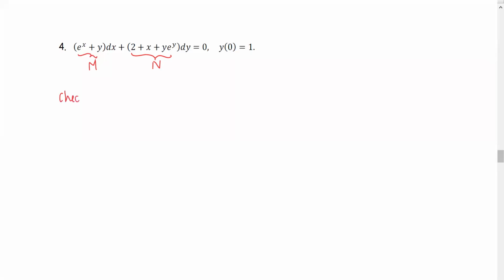Check whether this is an exact equation or not by finding the partial derivative of M with respect to y, which gives us 1, and the partial derivative of N with respect to x, which is also 1. So this is another exact equation. Next, we are going to find the solution.